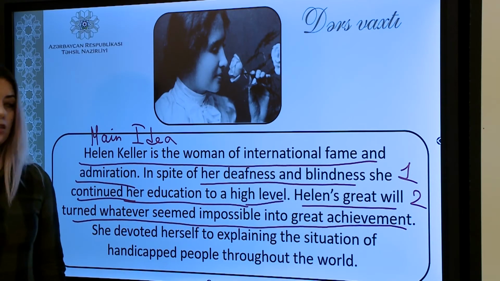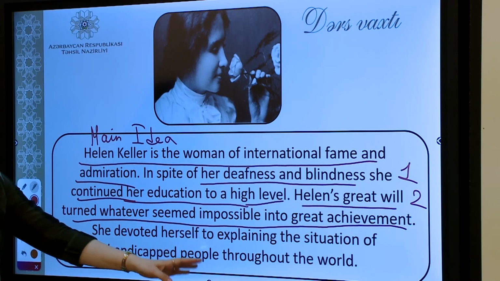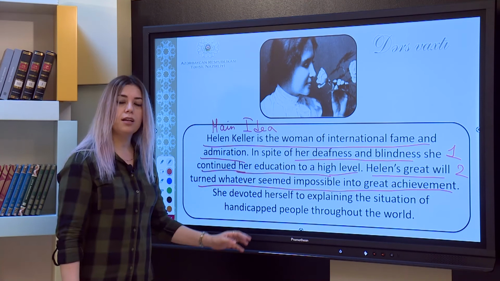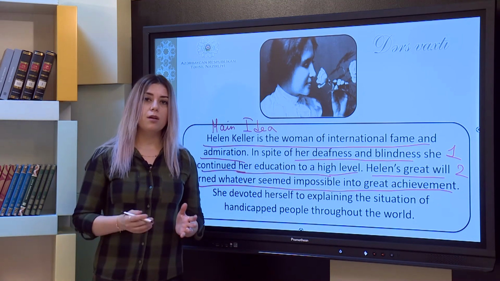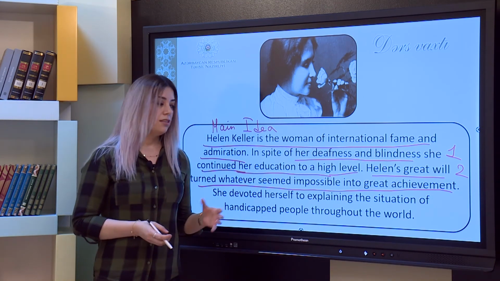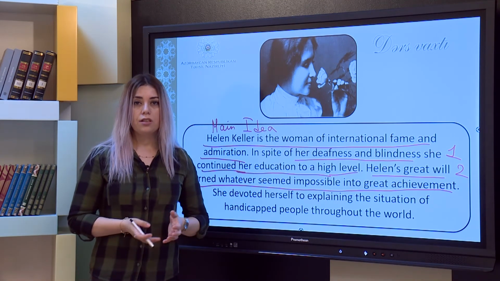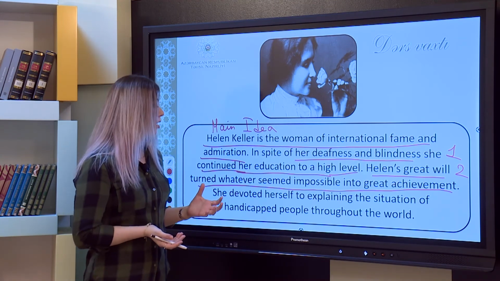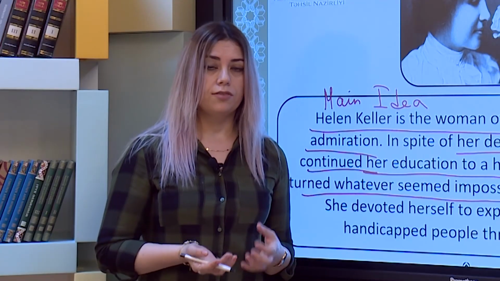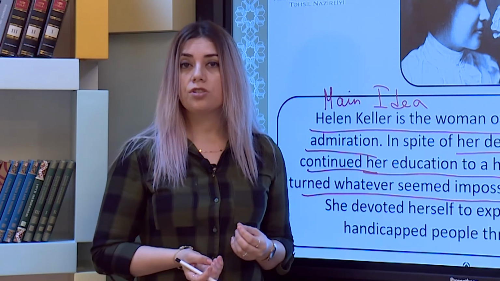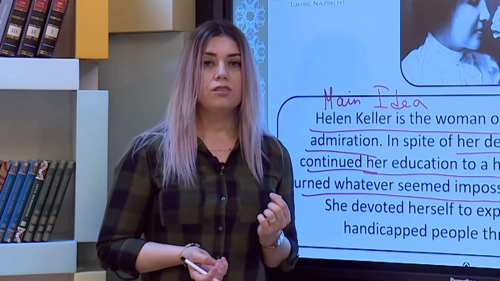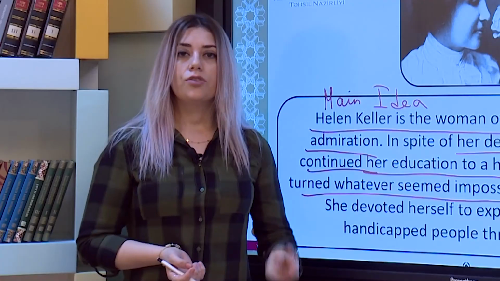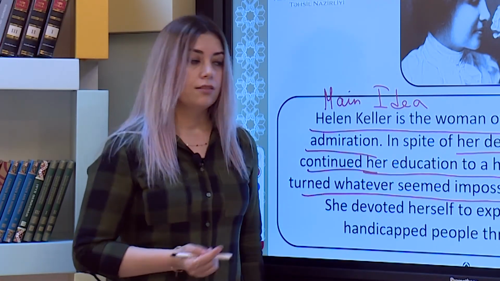And let's read the last sentence. She devoted herself to explaining the situation of handicapped people throughout the world. Handicapped people are people with some physical disabilities. They can be in a wheelchair, they are people who cannot see, cannot hear. So Helen showed that even if you have these problems, you can still achieve your dreams. So this also made her famous and admired. Third supporting detail.